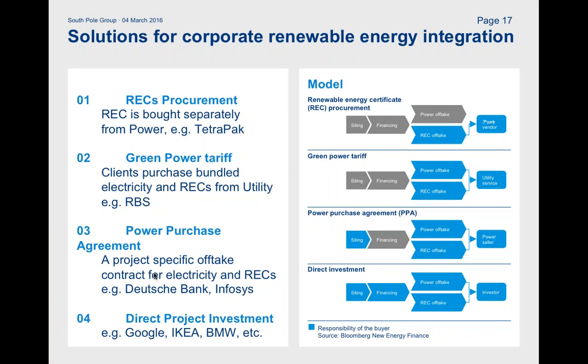So, basically, we group into four different solutions that companies can purchase in order to meet their renewable energy target. And the first is different from the other three in the sense that REC procurement is the only one where you are purchasing the environmental attribute of renewable energy separately, or in an unbundled way, from the underlying electricity. In other words, you as a consumer of electricity can actually choose two different vendors, one that will supply the physical electricity to you through the grid, and one which will supply the renewable energy certificate.